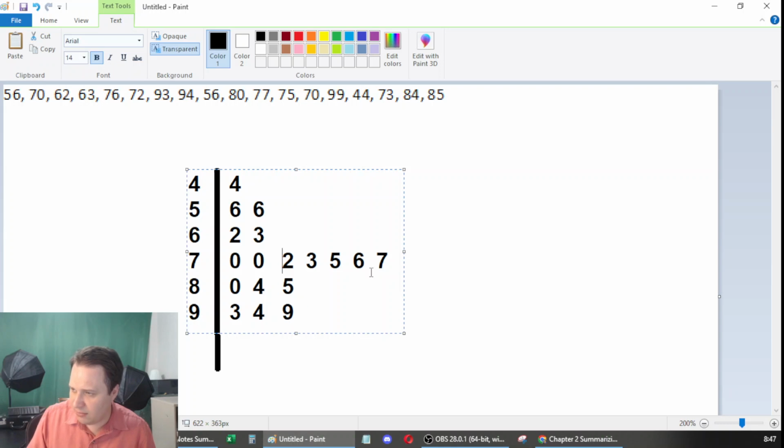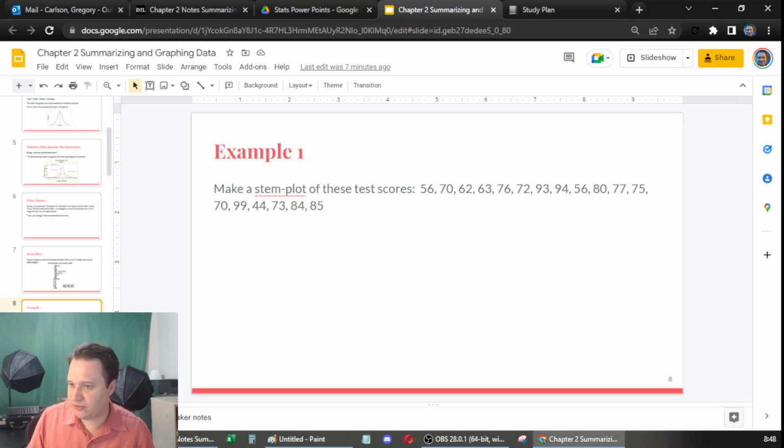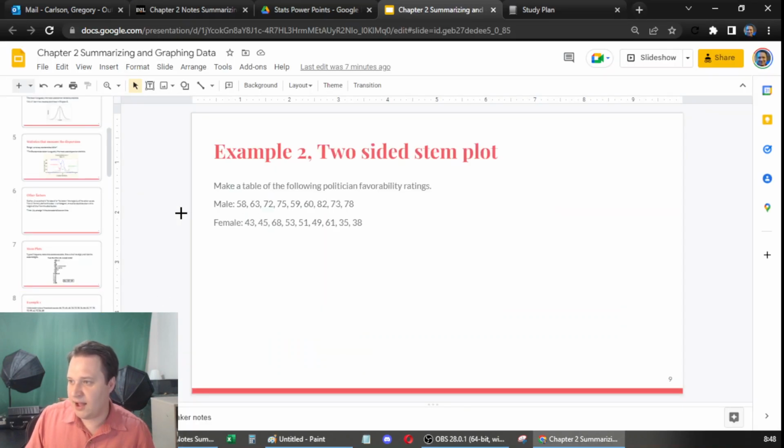We've got a lot in the middle, and we certainly have a nice tail over here on the left. I'll explain what left and right means in a minute. So there you go. I believe now we are moving on to a second example. So you can also do a two-sided stem plot.